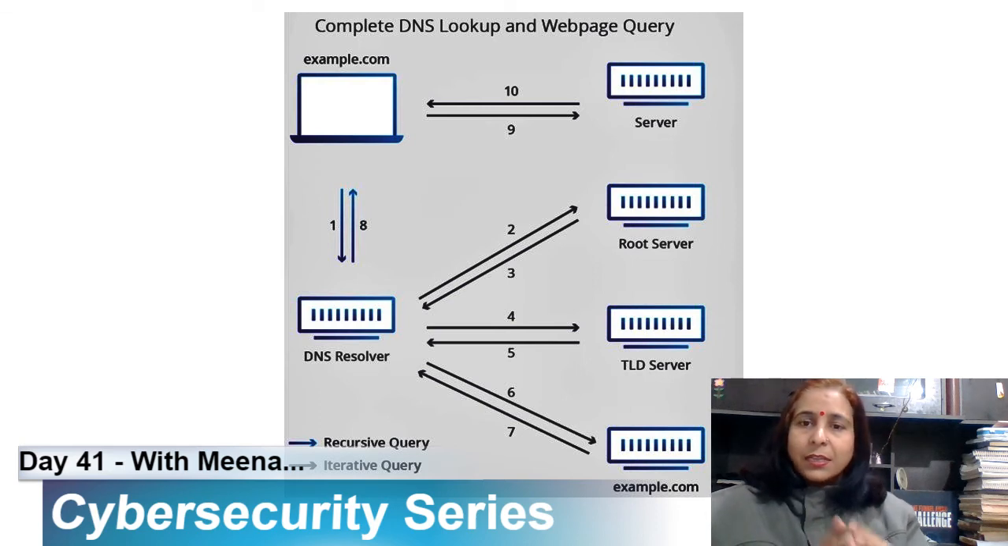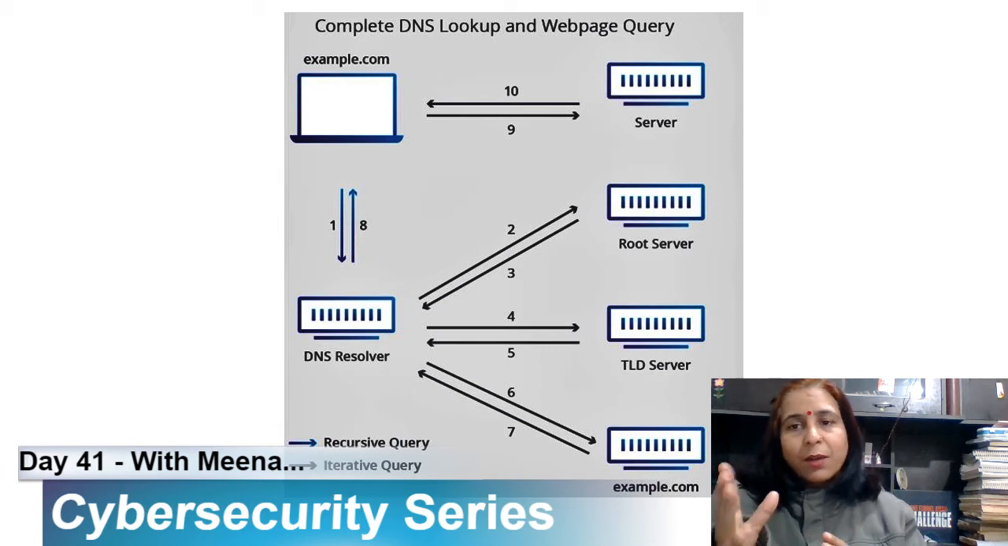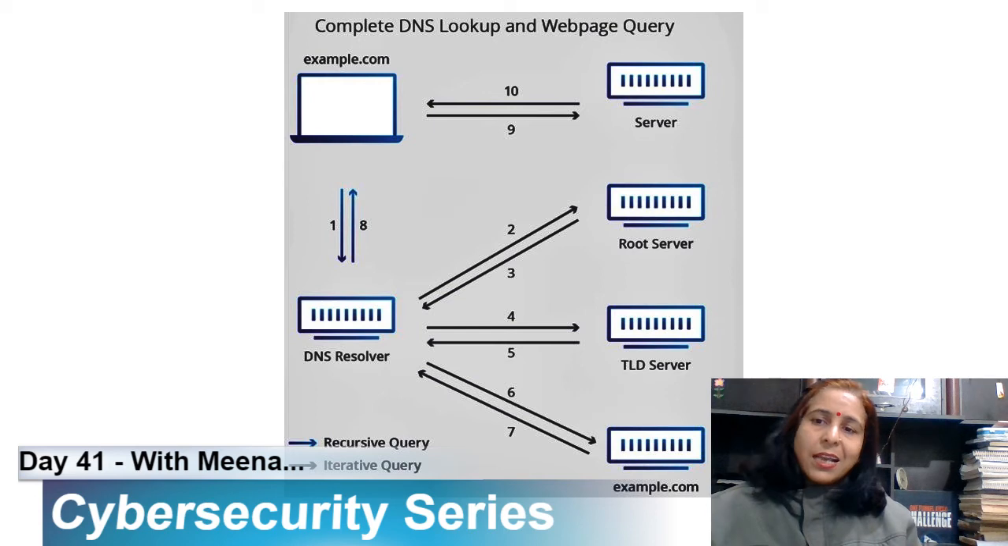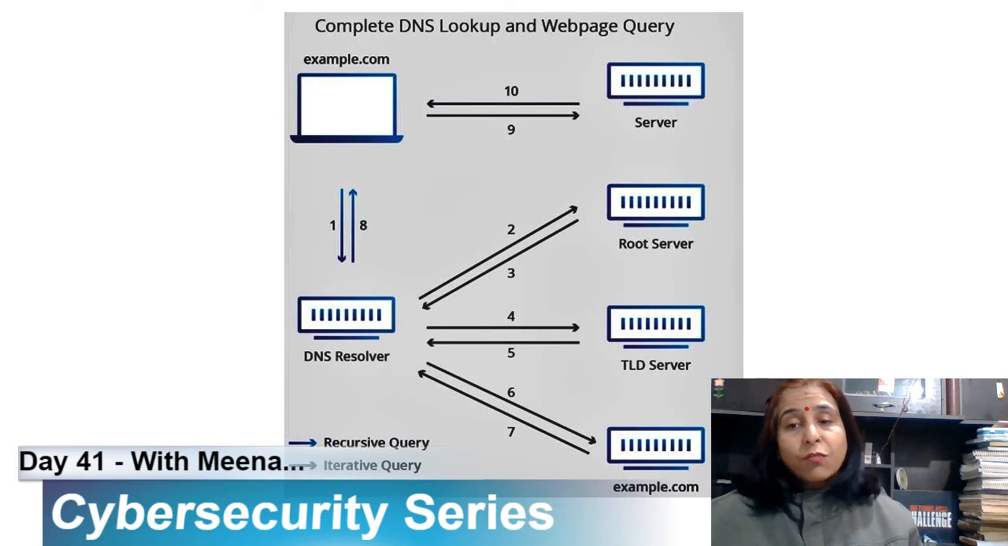The DNS resolver will take its request to the top level domain server, which is provided by the root. Once it reaches that TLD server, it will ask what the IP address of example.com is. The TLD server will say, I don't know the IP address of example.com, but I can give you the IP address of the authoritative DNS server which maintains all the records related to it.